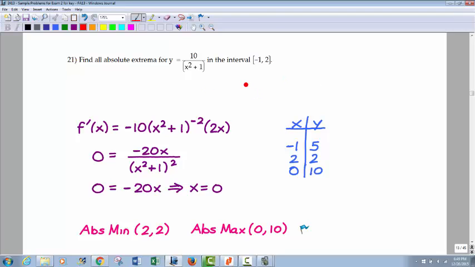So what do we got here? You see I brought that up, and okay, I left out a step here. That would have been 10 times x squared plus 1 to the negative 1. Let's put y equals. Pretty ugly looking, then took the derivative. I wrote f prime of x.